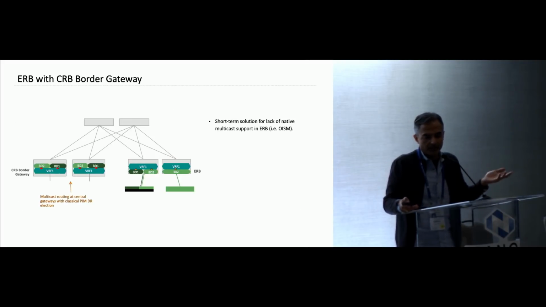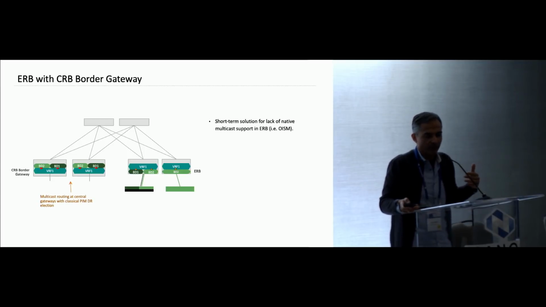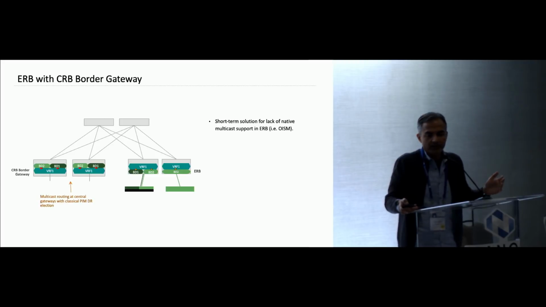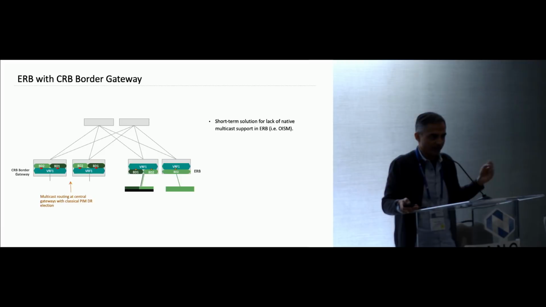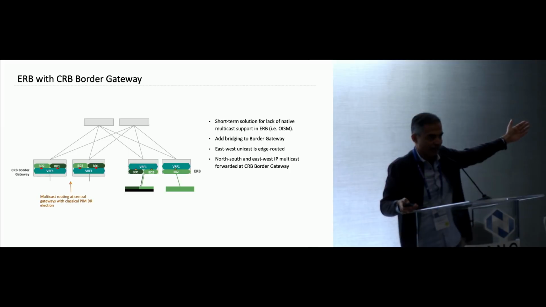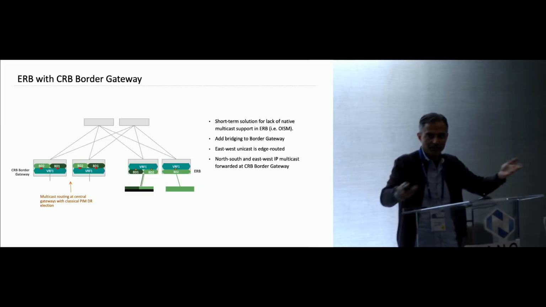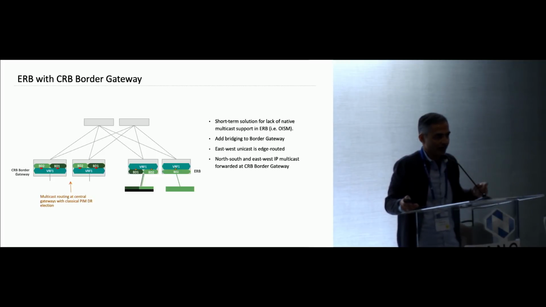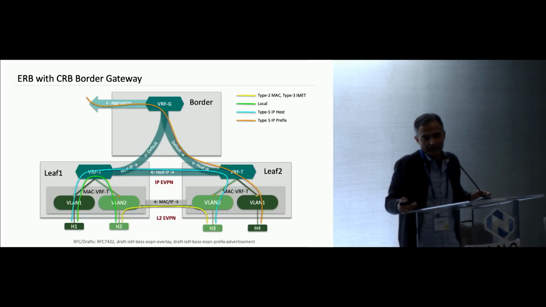And the final one I have here is, given that we don't have OISM, how do you do multicast if you're doing ERB? You can do it by adding a CRB gateway to ERB. So you have all of your east-west unicast traffic happening in a distributed way, and your multicast will get forwarded at a central gateway. So you're combining ERB with a CRB gateway for multicast. And what that looks like is kind of like this.